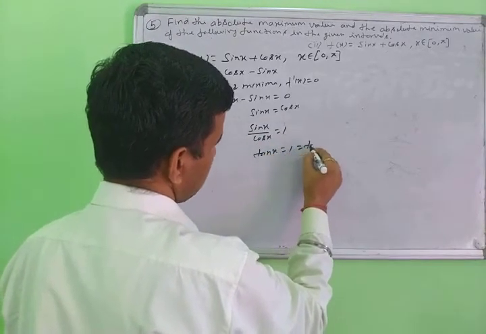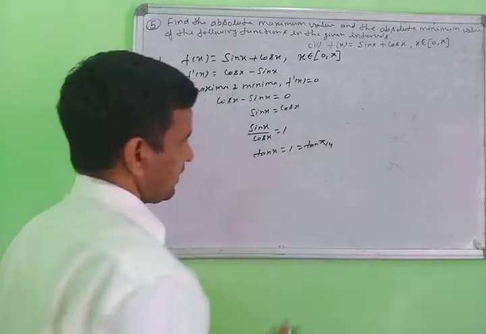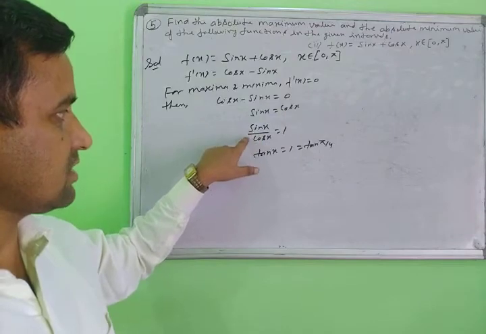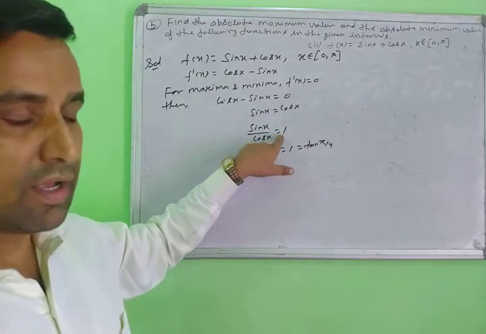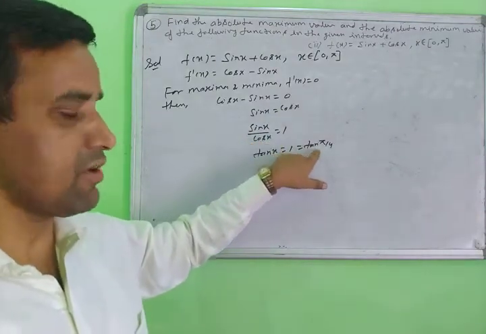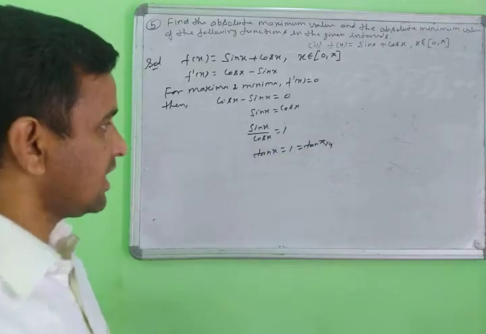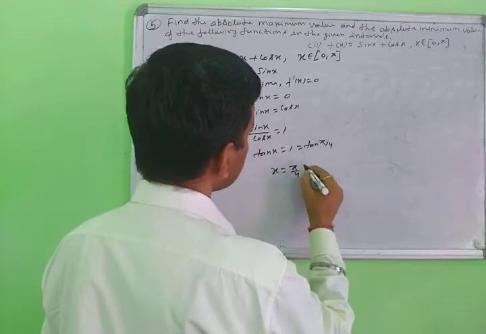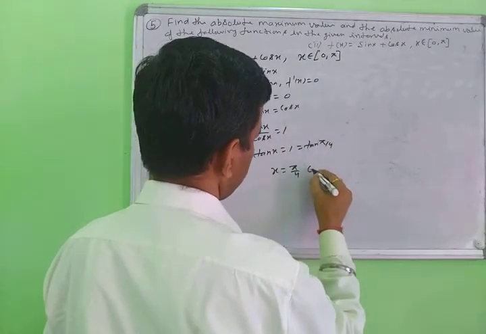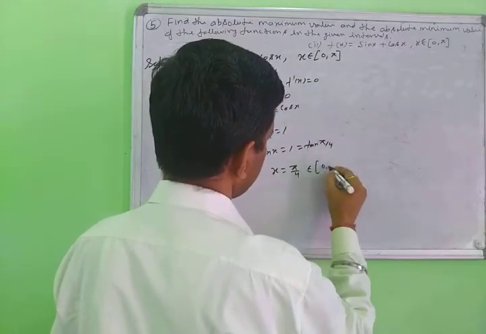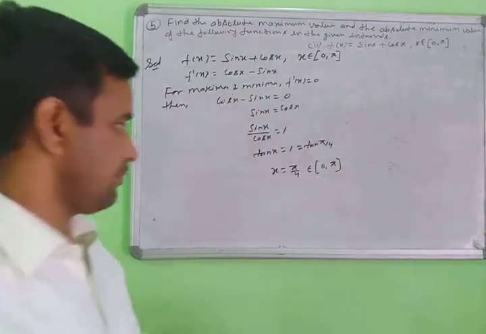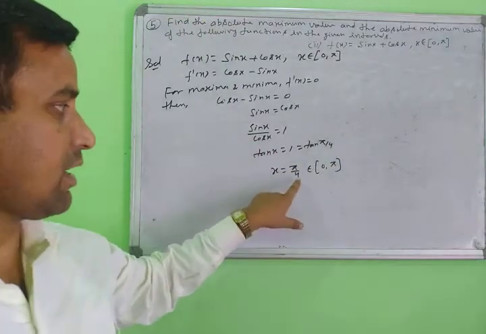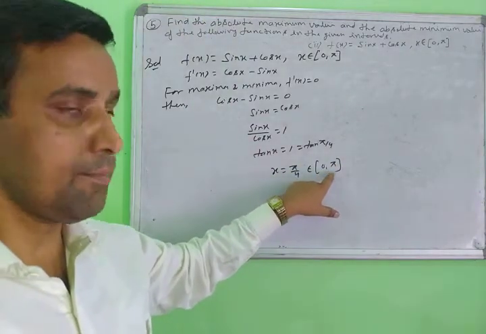And what value of the tan? This is tan pi by 4. So tan x is equal to tan pi by 4, and the value of tan pi by 4 is 1. So the value of x equal to pi by 4, which belongs to 0 to pi. That means you will take the points pi by 4, 0 and pi.